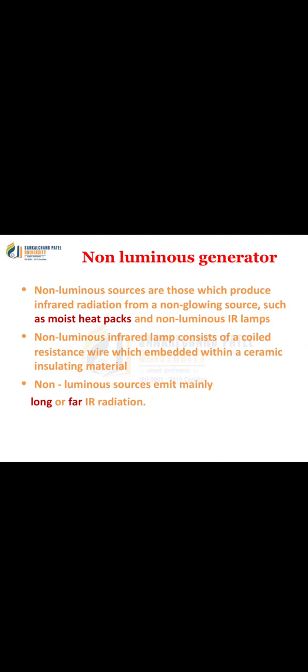Second type is the non-luminous generator. Non-luminous sources are those which produce infrared radiation from a non-glowing source, such as a moist heat pack and a non-luminous IR lamp. Non-luminous infrared lamps consist of a cold resistance wire embedded in ceramic insulating material. Non-luminous sources emit mainly long or far IR radiation.